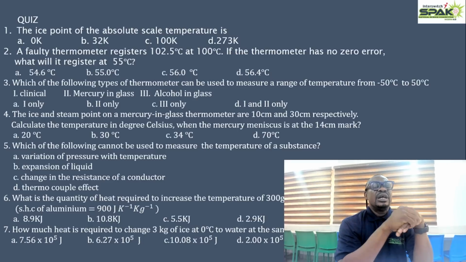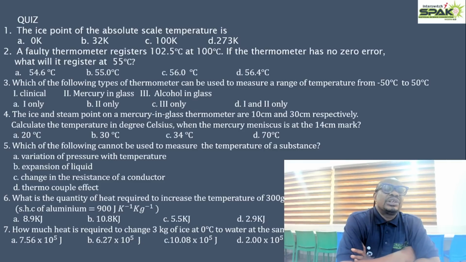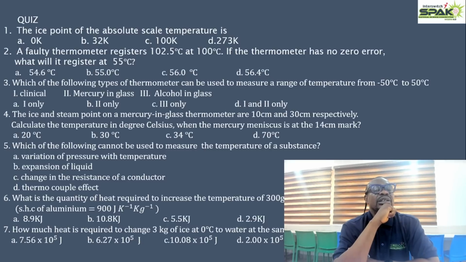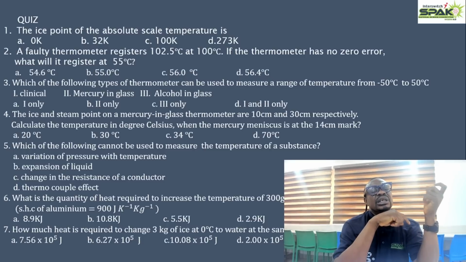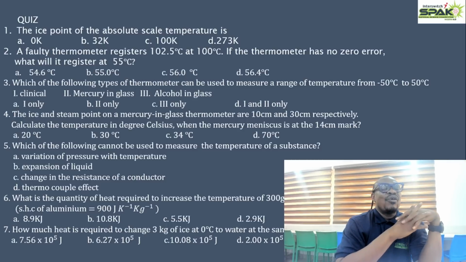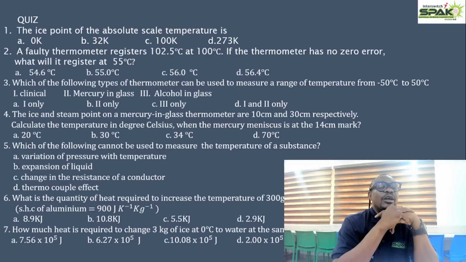Number one says the ice point of the absolute scale temperature is... So how would you answer such a question? Let's say the ice point. Now, if I don't know the ice point of the absolute scale, your absolute scale temperature is always the Kelvin scale temperature. If I don't know it, but I know that of the Celsius scale, what do I simply need to do? I just simply interpolate and convert the 0 degrees Celsius to the absolute scale temperature, and that is it.